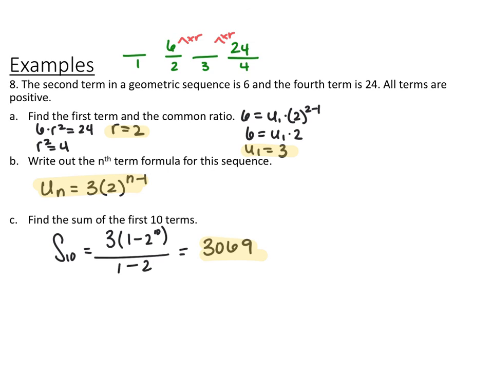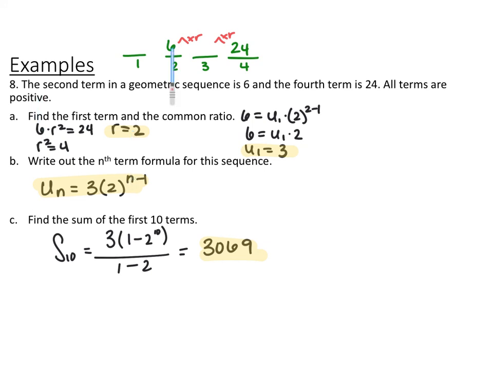So I did it the way that I did the one earlier. I said, okay, if I'm going from 6 as the second term to 24 as the fourth term, I would have had to multiply by r twice. So that means 6 times r squared would have been 24. So divide both sides by 6, you end up with r squared being 4, so therefore the common ratio has to be positive 2, because they tell us that all the terms are positive.